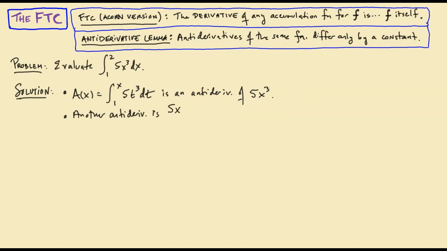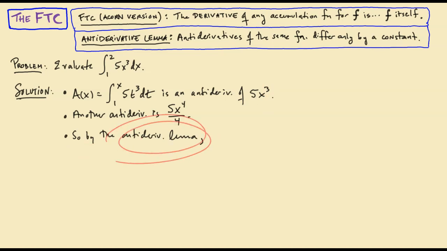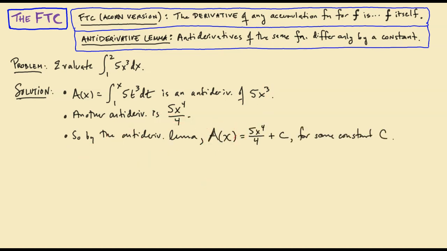is, of course, 5x to the fourth over 4. It's the usual trick. We raise the exponent by 1 and divide by the new exponent. So by the antiderivative lemma, the accumulation function must be 5x to the fourth over 4 plus some constant c. What's the constant? Well, I could figure it out if I can find some value of x that I can pop into this equation and turn these things both into ordinary numbers. Then I can just solve for c. Well, any value of x will do on the right side, but what's a value of x that I can actually evaluate this accumulation function at?